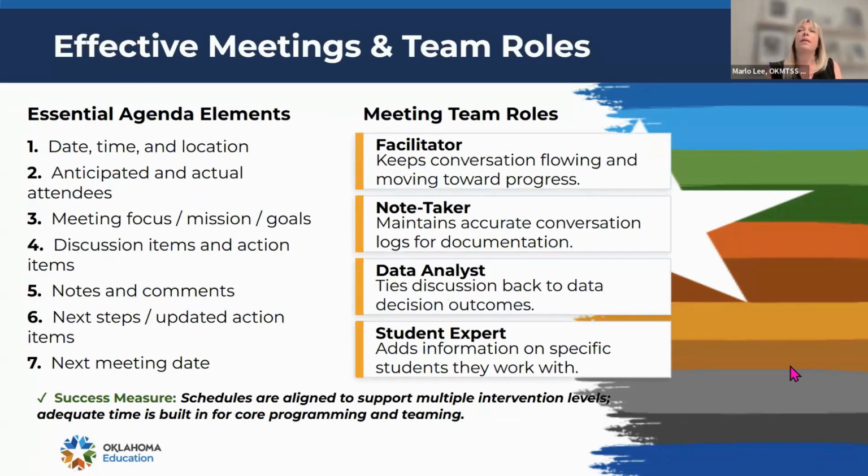So let's talk about effective meetings and team roles. So to make your team effective, your meetings effective, you want to make sure you have that two-way communication. Well, one of the best ways is to have your agenda. So essential agenda elements are you have the date, time, and location on your agenda, the anticipated and actual attendees, so who's supposed to be there, and then maybe go ahead and list who was there. That data can be useful later.